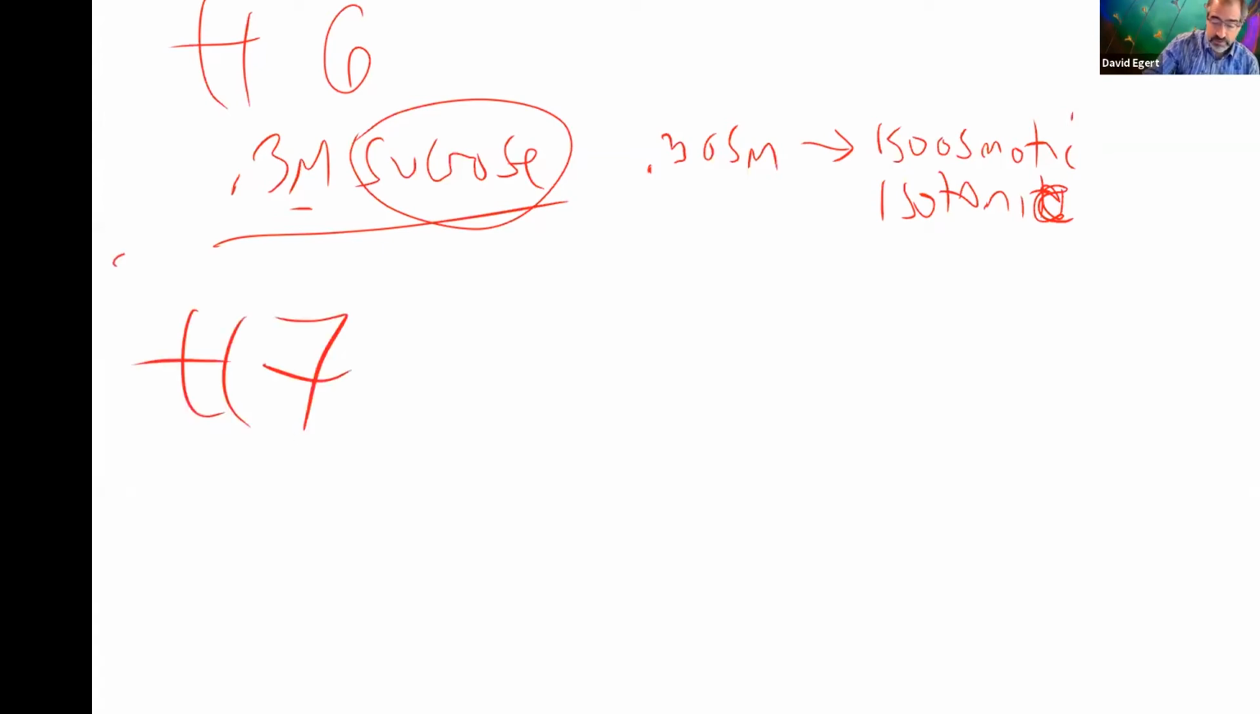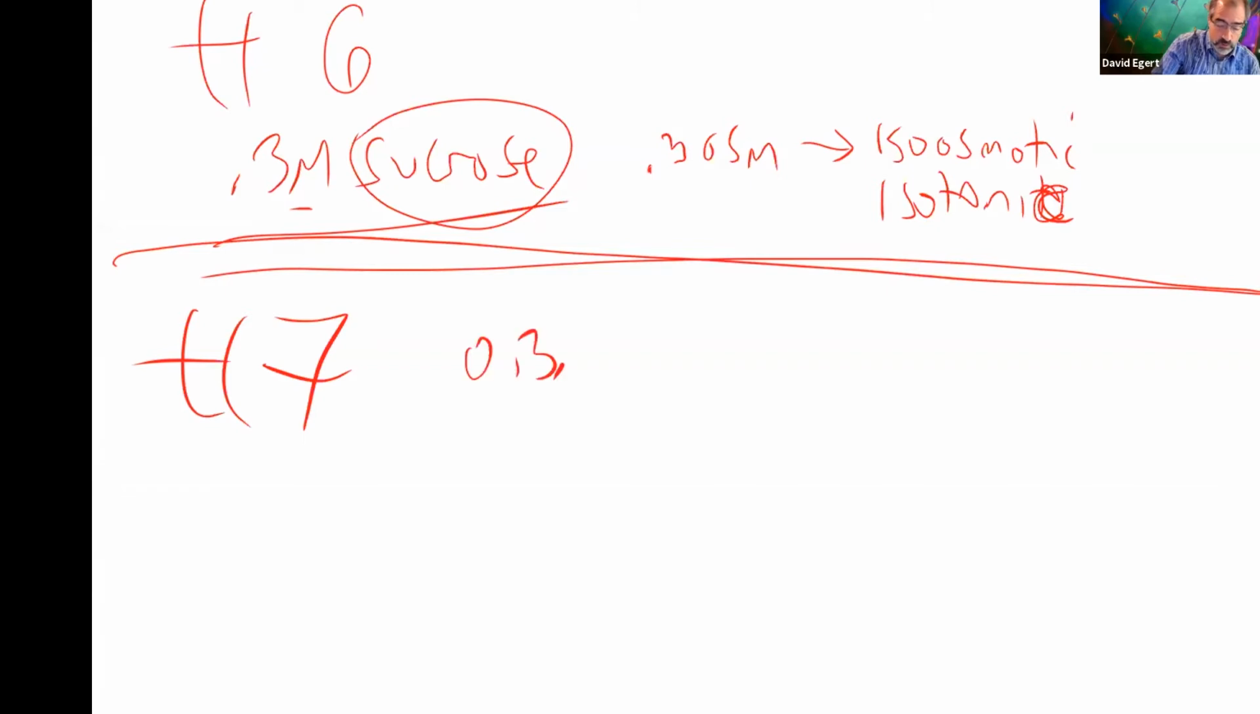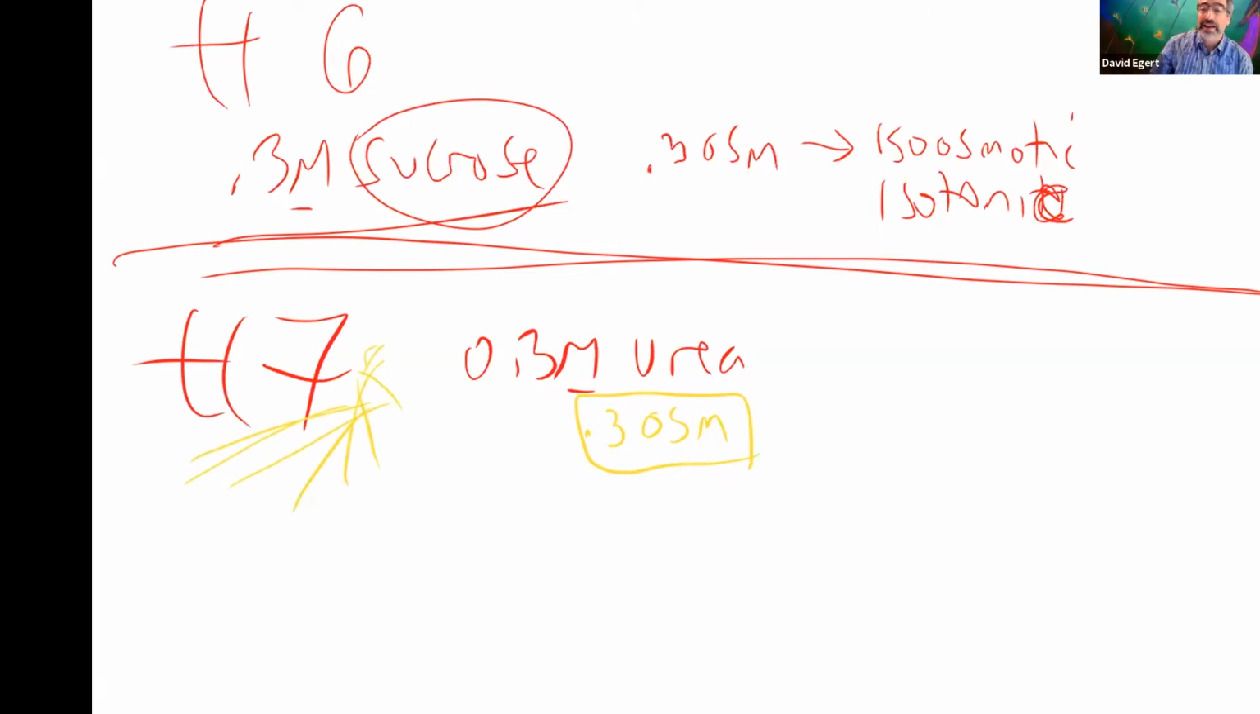Test tube 7, 0.3 molar urea. What is the osmolarity of it? It's going to be 0.3 osmolar, again because urea is just a small covalently bonded molecule that doesn't come apart. But is it penetrating or non-penetrating? And this you know because I've been telling you a bunch. Penetrating. This is penetrating. So that's going to be important.